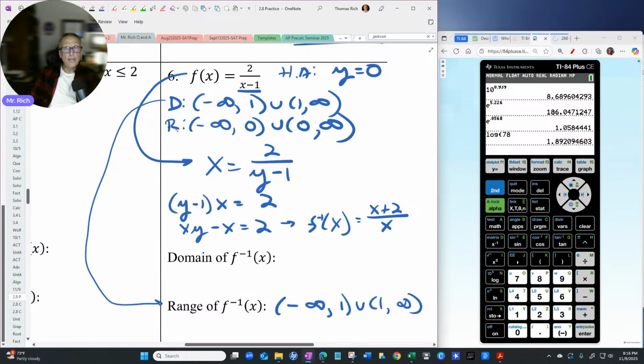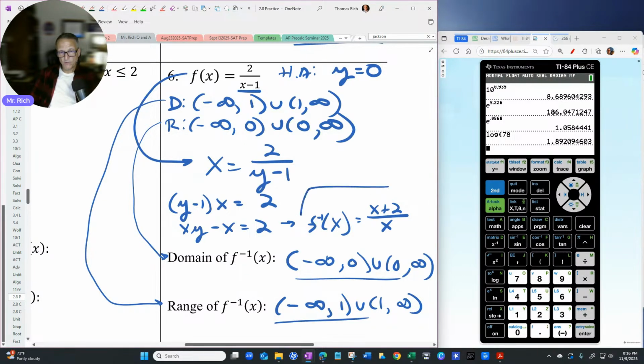The range of my f of x is going to then become the domain of its inverse, which is negative infinity to 0, union 0 to infinity. Now, this should make sense that that is what the domain and range is for this inverse function, and here's why.